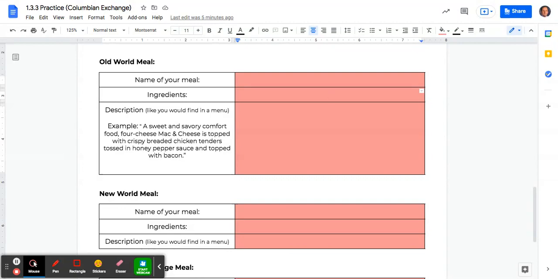So you know how when you go to a restaurant, there's always a description that makes it sound really good. So this is an example of one I found. A sweet and savory comfort food. 4 cheese mac and cheese is topped with crispy breaded chicken tenders, tossed in honey pepper sauce, and topped with bacon. That's just an example of kind of what you want to write here. You want to just describe your meal.